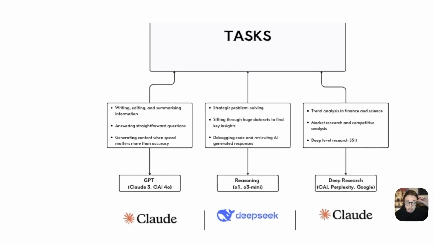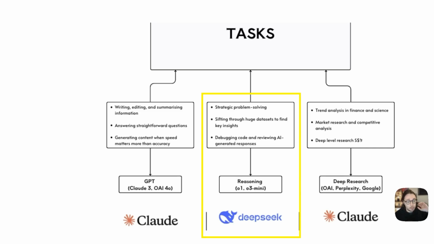Now, the second type of model we spoke about was reasoning models, which you've potentially heard more of over the last few weeks and months. In the previous video, I spoke about what reasoning models are and what they do, so instead of doing that again, I'll point you to that video if you want more depth. But what these tools are really great for is tasks in this realm: strategic problem solving, and going through huge data sets to help you find key insights that are relevant for your context.